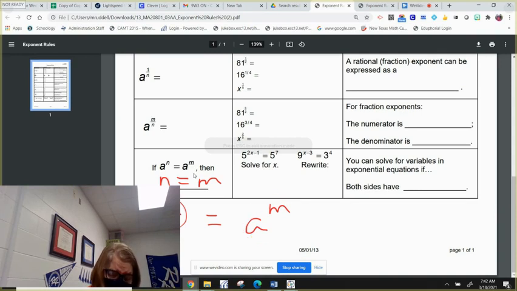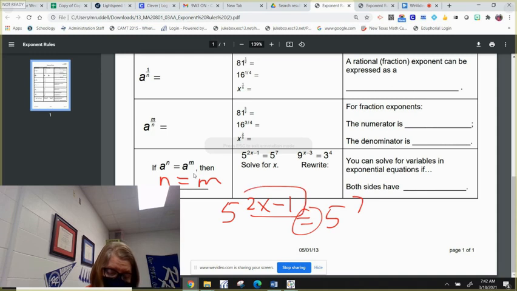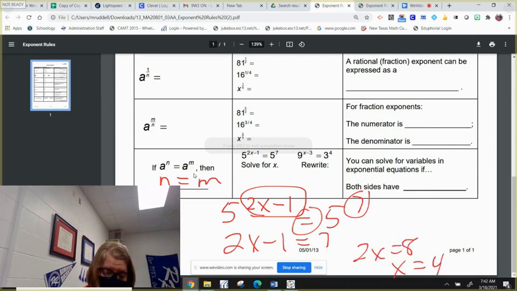So let's take away those. Look at this one. 5 to the 2x minus 1 equals 5 to the 7th. I'm going to rewrite it right here. 5 to the 2x minus 1 equals 5 to the 7th. There's your equal sign. The bases are the same, so we're going to take these exponents and set them equal to each other. 2x minus 1 equals 7. Add the 1, divide by the 2, and now you've solved for x. You can solve for variables in exponential equations if both sides have a common base.